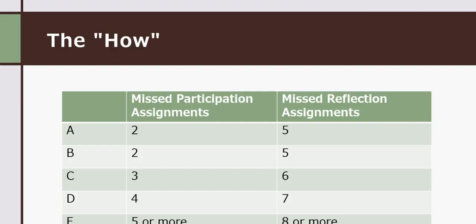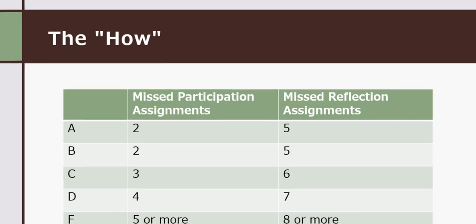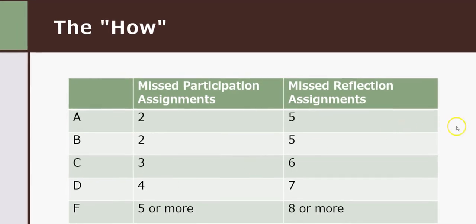Okay, so we talked about the what and the why. Let's talk about the how. So like I said, basically everyone is starting with a B in this class. As long as you don't miss more than 2 participation assignments and don't miss more than 5 reflection assignments, you are guaranteed a B, right? It doesn't matter how, quote, well you do on the assignment or not. If you put in the effort, turn them in, don't miss more than 2 and 5, you will get a B, and then so on and so forth down here. So you'll notice the A's and the B's are the same.